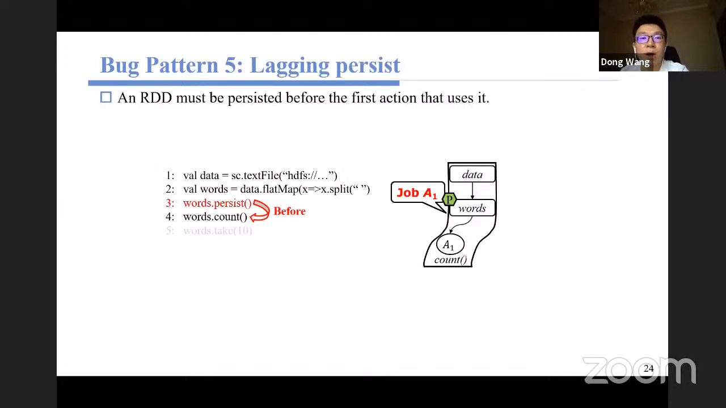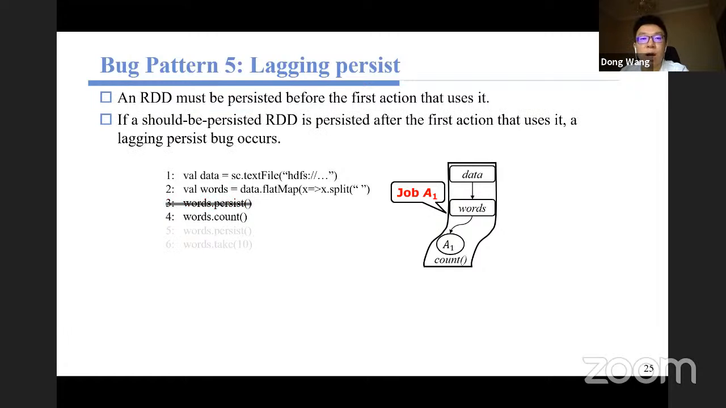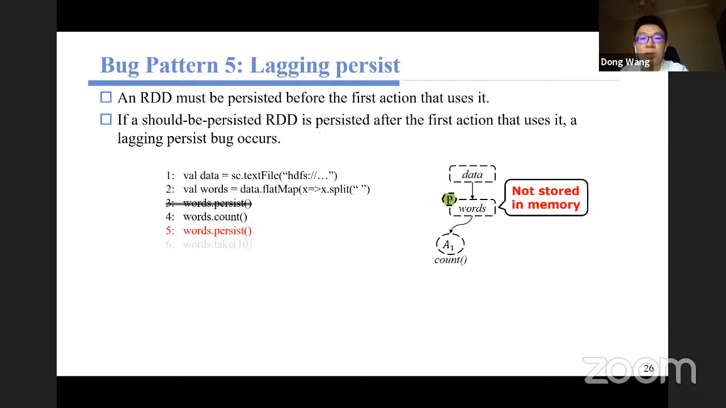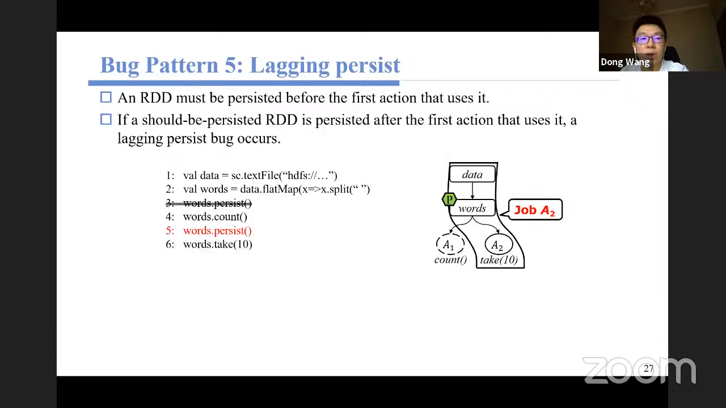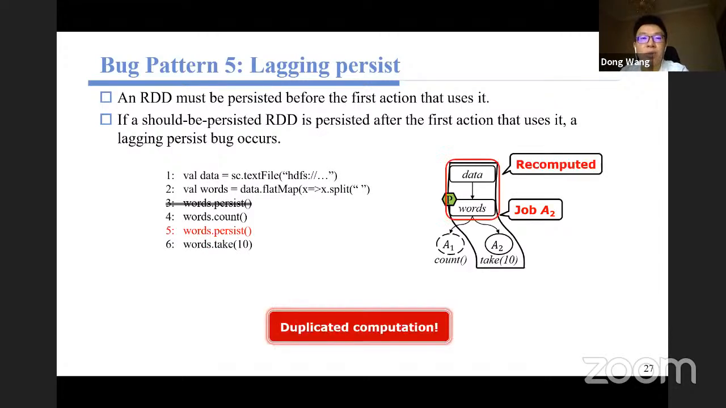Similarly, persisting RDDs at wrong positions can also introduce bugs. To be stored in memory for the following reuse, an RDD must be persisted before the first action that uses it. For example, A1 is the first action that uses words, so words should be persisted before A1. If a should-be-persisted RDD is persisted after the first action that uses it, a lagging persist bug occurs. For example, if words is not persisted in A1, but persisted after A1, words is not stored in memory when the persist operation is invoked. So when A2 executes, words and data are recomputed.